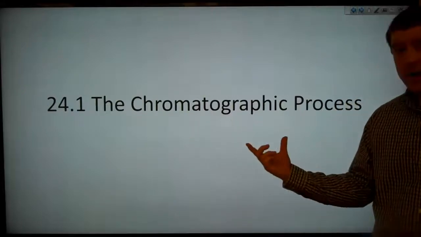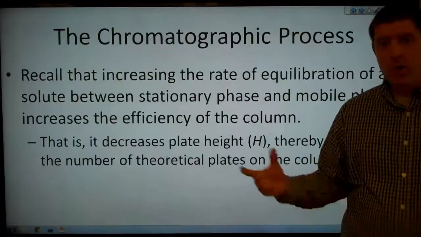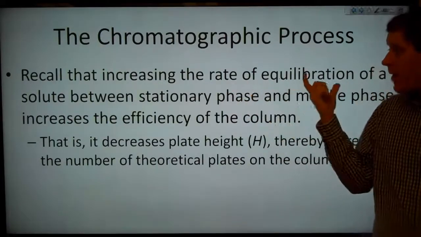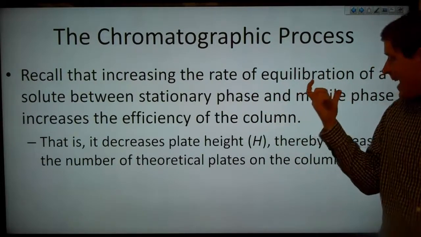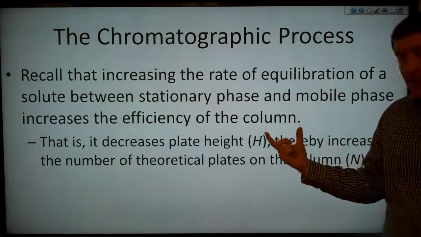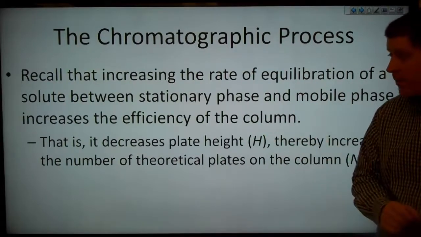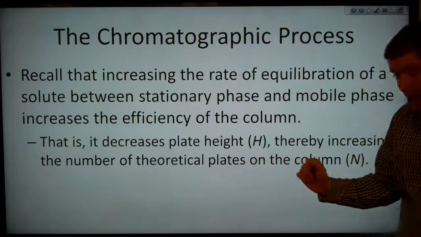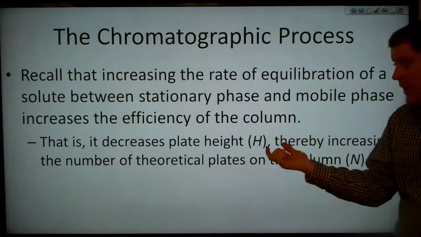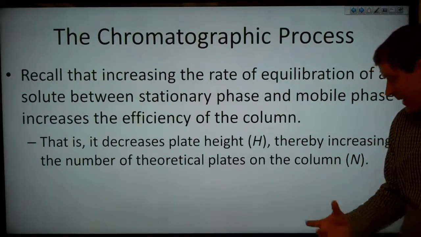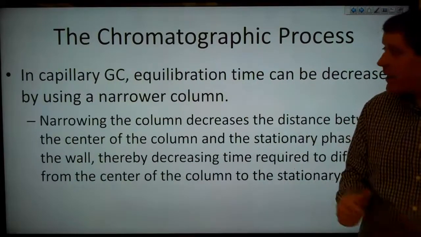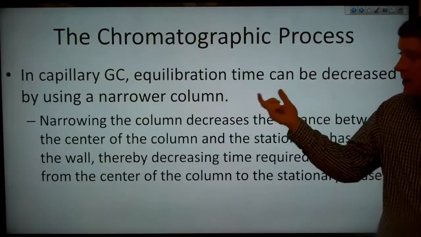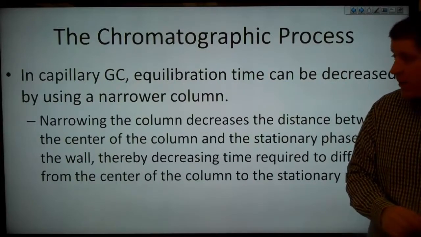Welcome to the chromatographic process. So recall, increasing the rate of equilibration of a solute between the stationary phase and the mobile phase increases the efficiency of our column. That is, it decreases the plate height h, thereby increasing the number of theoretical plates on the column n. In capillary gas chromatography, the equilibration time can be decreased by using a narrower column.